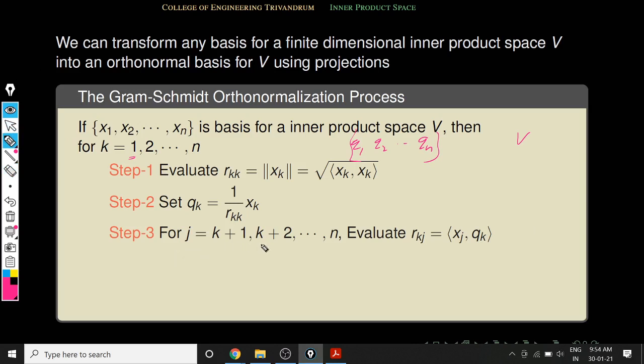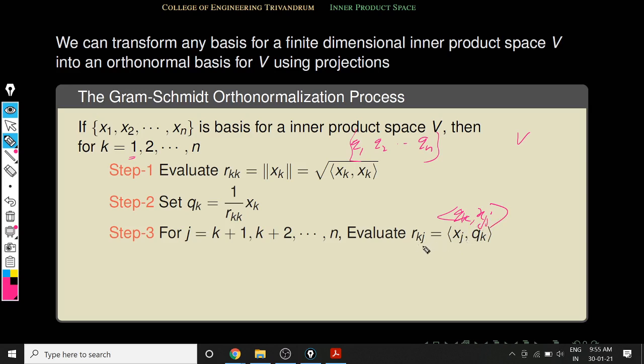Then for j equal to k plus 1, k plus 2, up to n. Suppose initially k equal to 1, then j equal to 2, 3, up to n. Whatever the value of k, j starts from k plus 1. Initially k equal to 1, so now j equal to 2. Then we compute Rkj. Rkj is defined as the inner product of qk and xj. You can easily remember it like this: Rkj equals the inner product of qk and xj. We know the inner product is symmetric, so you can write any order, no problem.